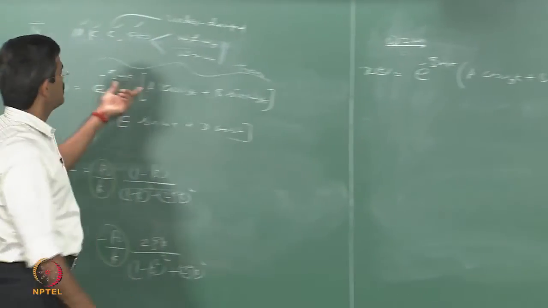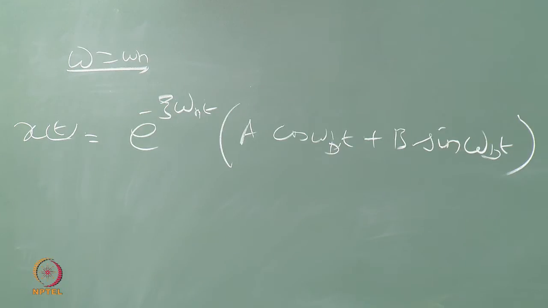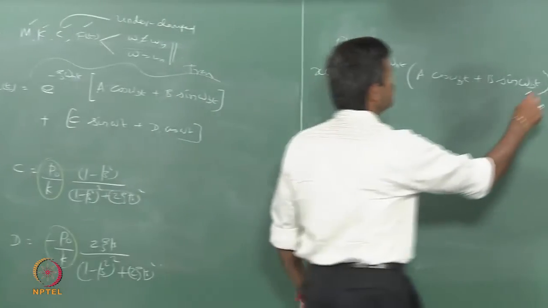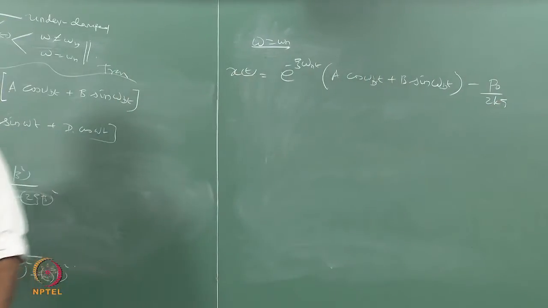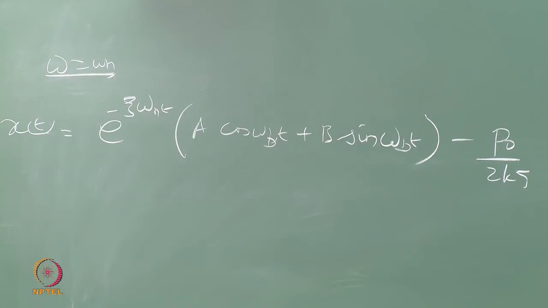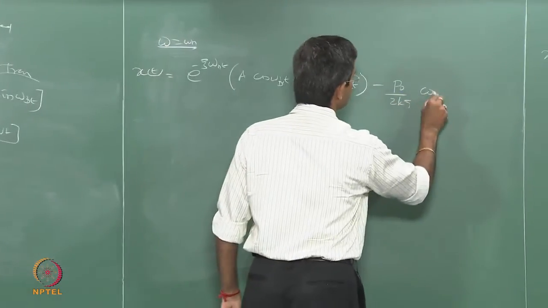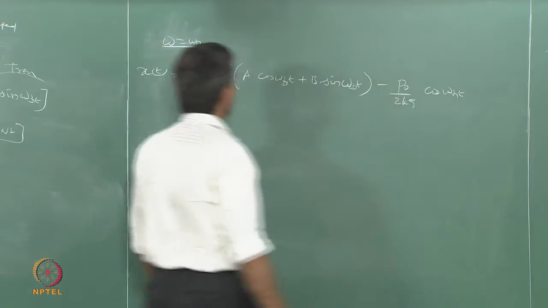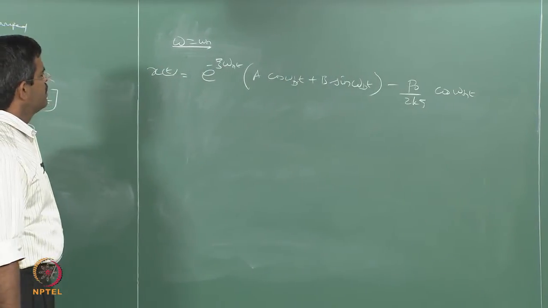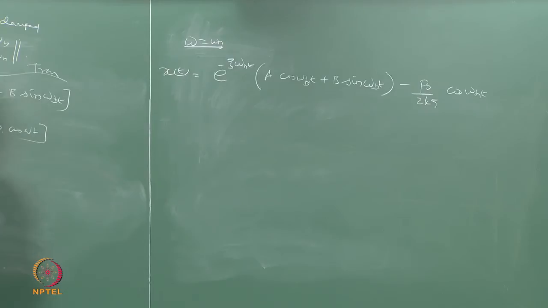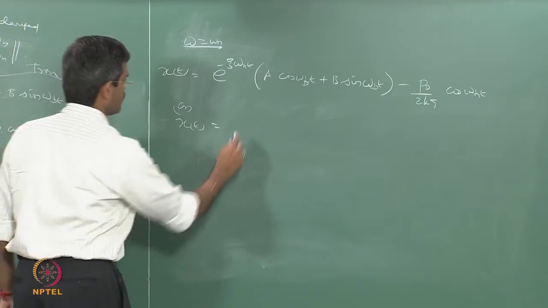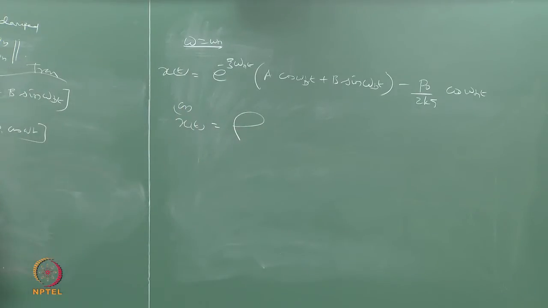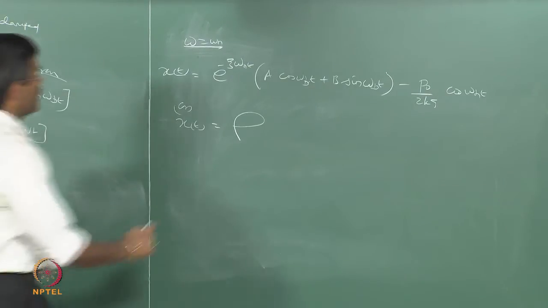It does not change, same, minus P naught by 2 zeta k cos omega n t. That is a generic expression. I can always generalize this as x of t equals some amplitude sin omega t minus theta.